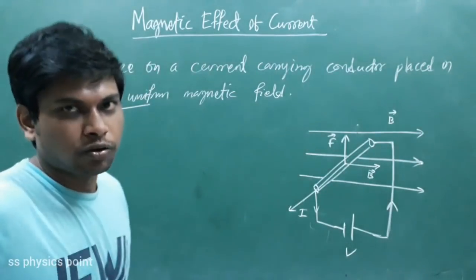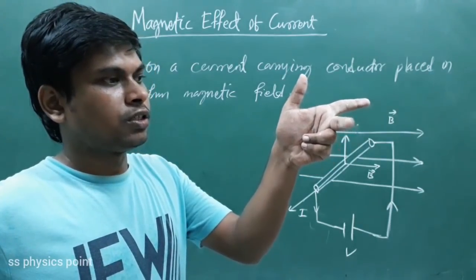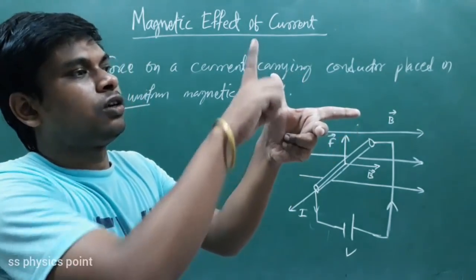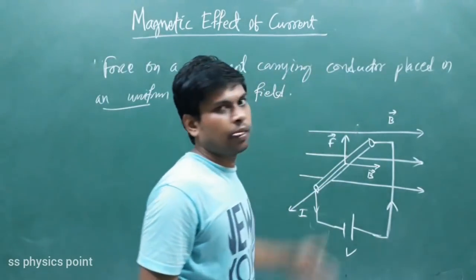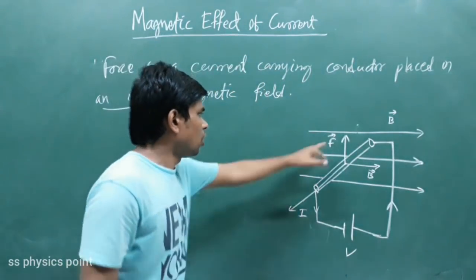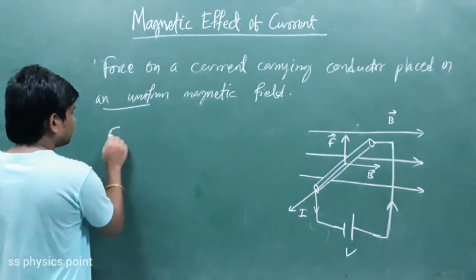You know the direction, I told you. This is the direction of magnetic field, this is the direction of current, this is the direction of force. So if the force acts upward, the conductor will move upward. The conductor will move in the upward direction. So how much is that force? You need to calculate that force.